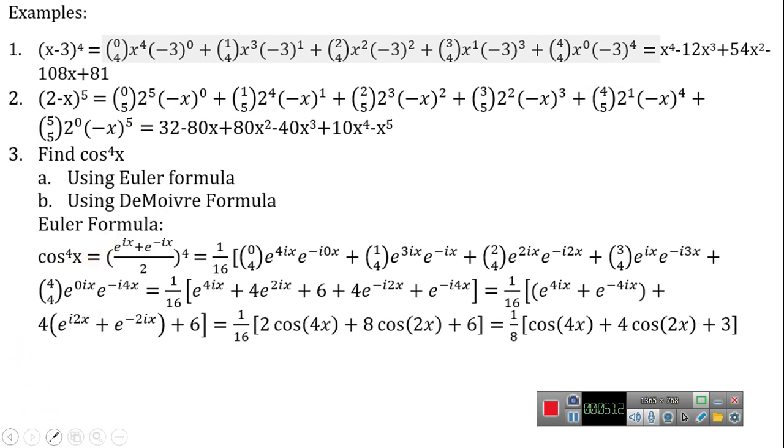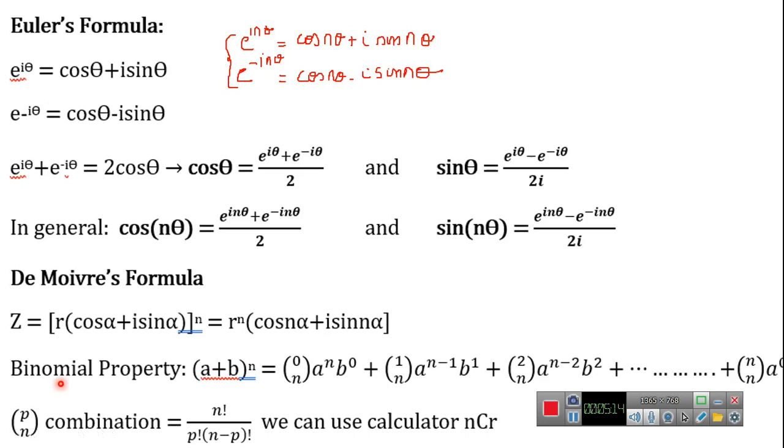What is the difference we said between Euler formula and De-Moivre formula? Find cosine power 4 of x using Euler formula. First of all, I'm going to use Euler formula.